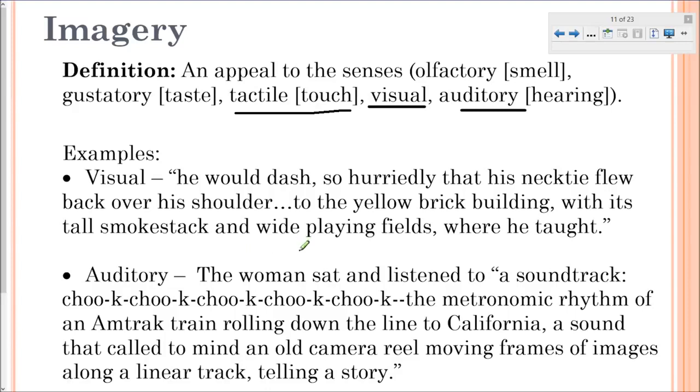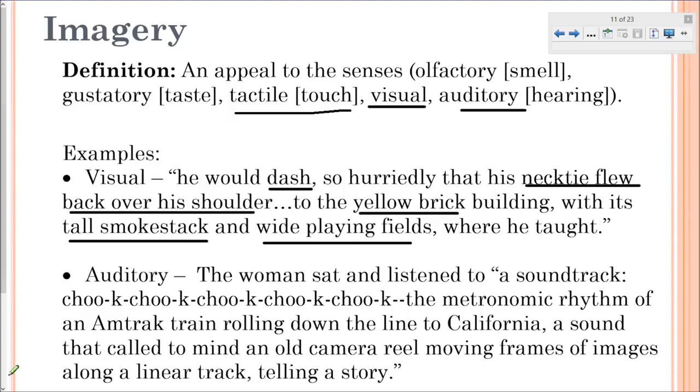And in that description, we've got a variety of words that are doing the majority of work to generate the image. We have the yellow brick building, the tall smokestack, the wide playing fields doing the majority of the work. Of course, there are other pieces, such as the idea of dashing and the necktie going over the shoulder. And those are appeals to imagery as well.